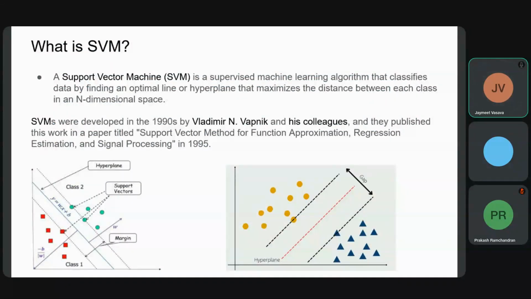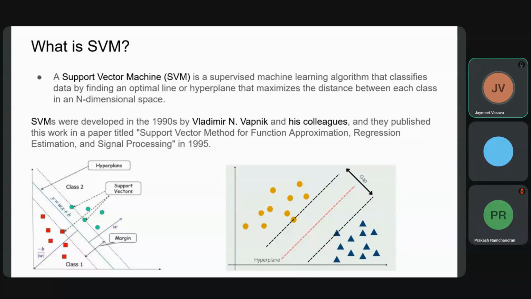So what is a support vector machine? What are support vector machines? It's a supervised machine learning algorithm that classifies data by finding an optimal line or something called a hyperplane that maximizes the distance between each class in an n-dimensional space. It was first developed by Vladimir Vapnik in the 1990s, and it was published in a paper titled Support Vector Method for Function Approximation, Regression Estimation, and Signal Processing in 1995.